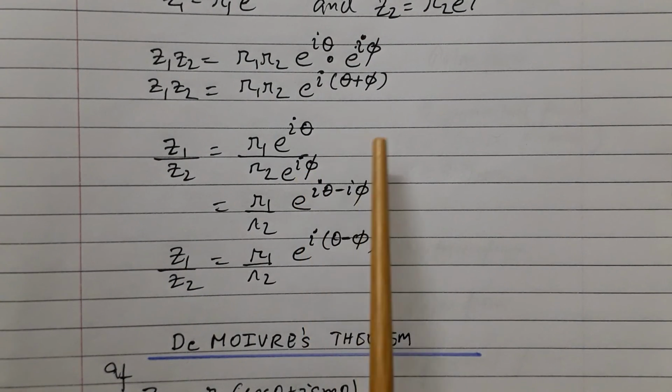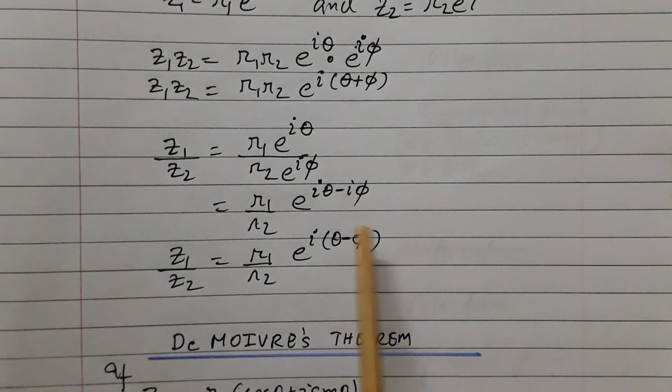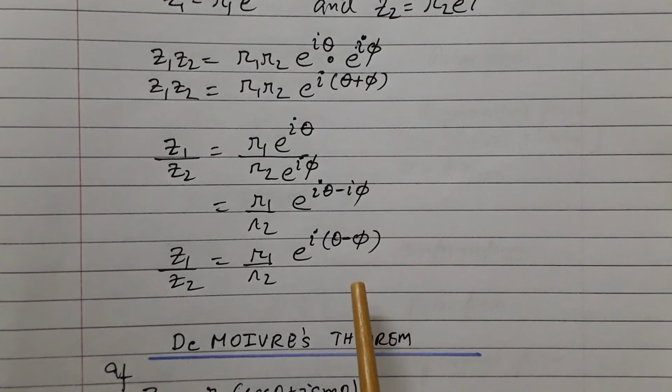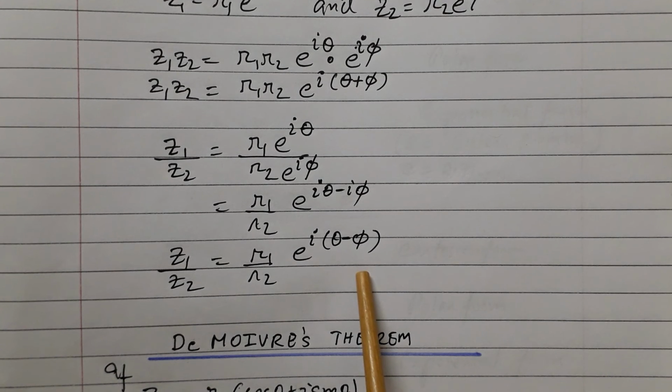So, this is the way you can also convert a number into an exponential form and conveniently take their product and also take their quotient.